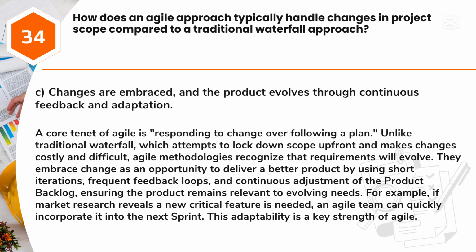Answer: C. Changes are embraced, and the product evolves through continuous feedback and adaptation. A core tenet of Agile is responding to change over following a plan. Unlike traditional waterfall, which attempts to lock down scope up front and makes changes costly and difficult, Agile methodologies recognize that requirements will evolve. They embrace change as an opportunity to deliver a better product by using short iterations, frequent feedback loops, and continuous adjustment of the product backlog, ensuring the product remains relevant to evolving needs.